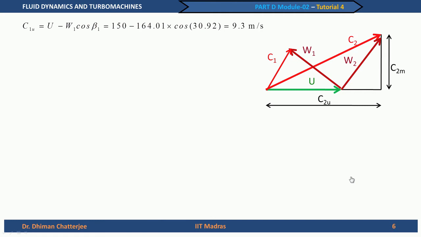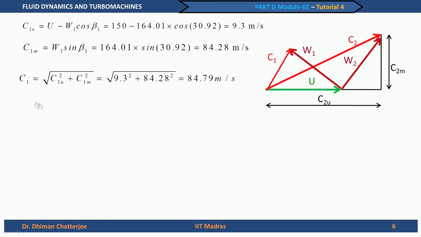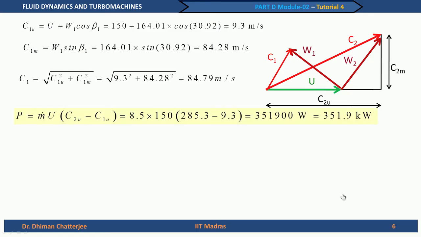Continuing further, C1U is this portion, C1U is nothing but U minus W1 cos beta 1, and we get C1U to be 9.3 meters per second. C1M is W1 sin beta 1, and we get 84.28 meters per second, and we see that C1 is equal to 84.79 meters per second. We get power equal to m dot U times C2U minus C1U, which gives me 351.9 kilowatts.